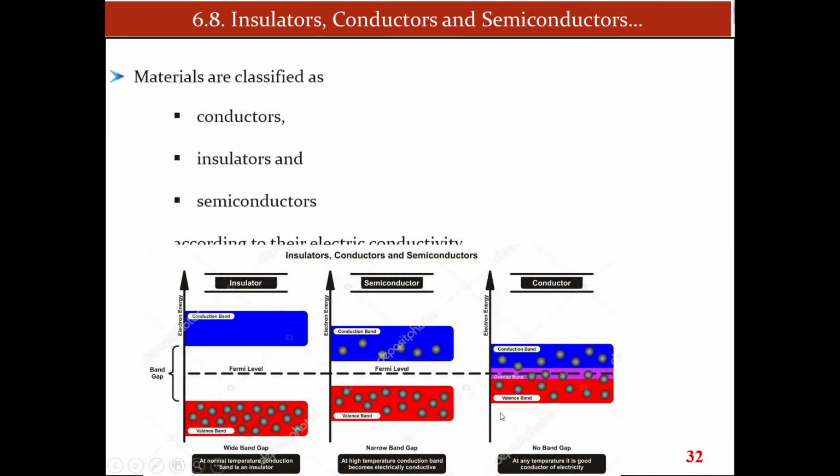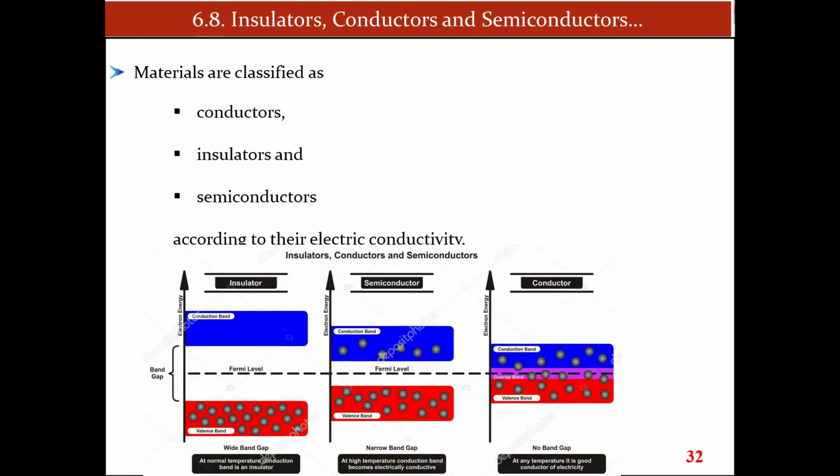Okay, now let's go to the materials. Materials are classified as conductors, insulators, and semiconductors according to their electric conductivity. As you can see, the band gap is larger for an insulator, and for a semiconductor it's small, but for a conductor the bands overlap. There is no band gap here. As you can see here, the conduction band and the valency band overlap with each other.